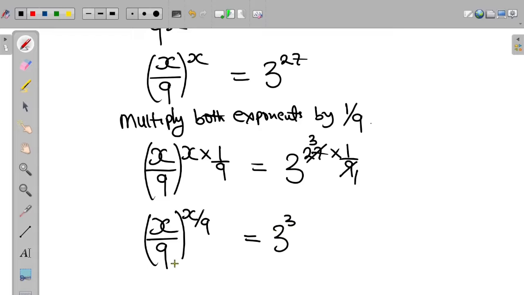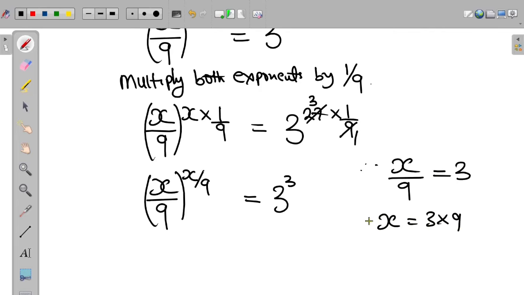Now, if you observe, at the left-hand side, the base is equal to the index, and also at the right-hand side, the base is equal to the index. Therefore, it follows that x divided by 9 is equal to 3. So x is equal to 3 times 9. So therefore, x is equal to 27. So at this point, we have been able to obtain the value of x.